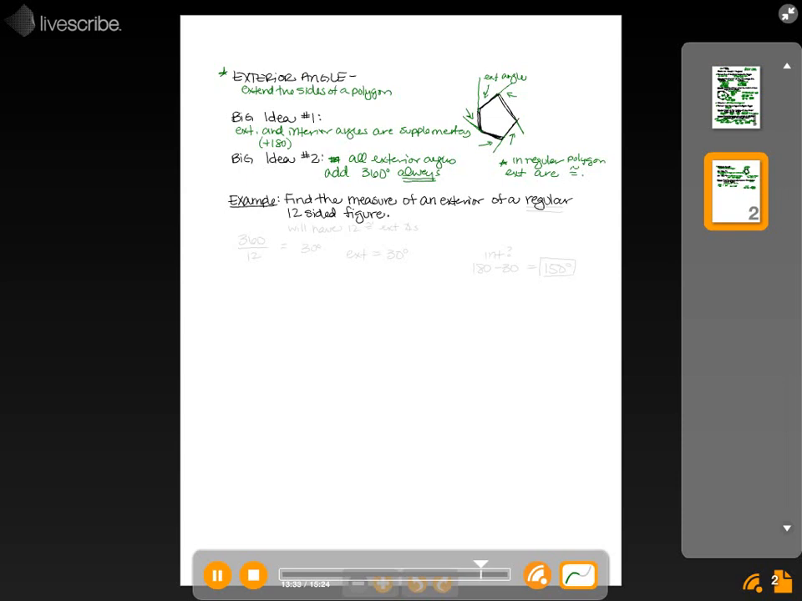We've got one example here, and it says find the measure of an exterior angle of a regular 12-sided figure. Keyword here is regular. That means that all of our exterior angles will be the same. Now there's several different ways we could go about this. The easy way is to use the second big idea that the exterior angles always add to 360, and that if it has 12 sides, it's going to have 12 exterior angles. And since it's regular, they'll all be congruent.